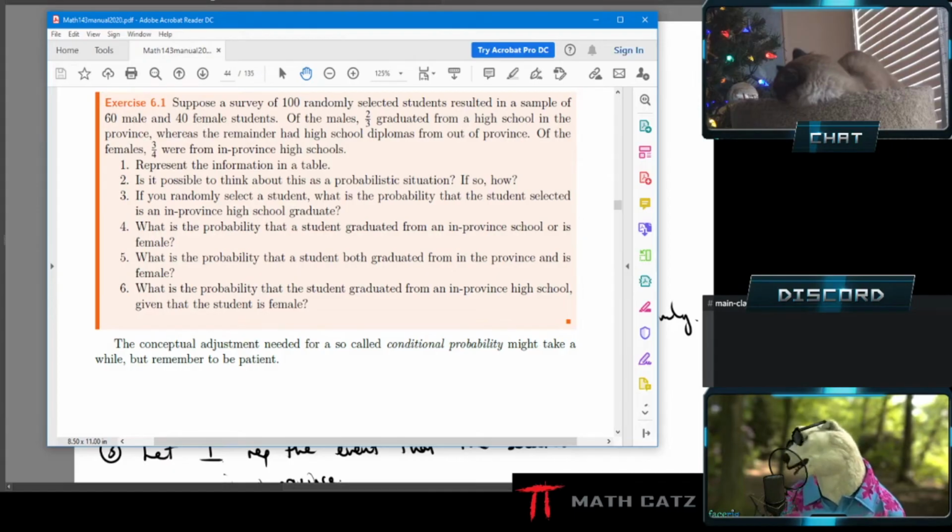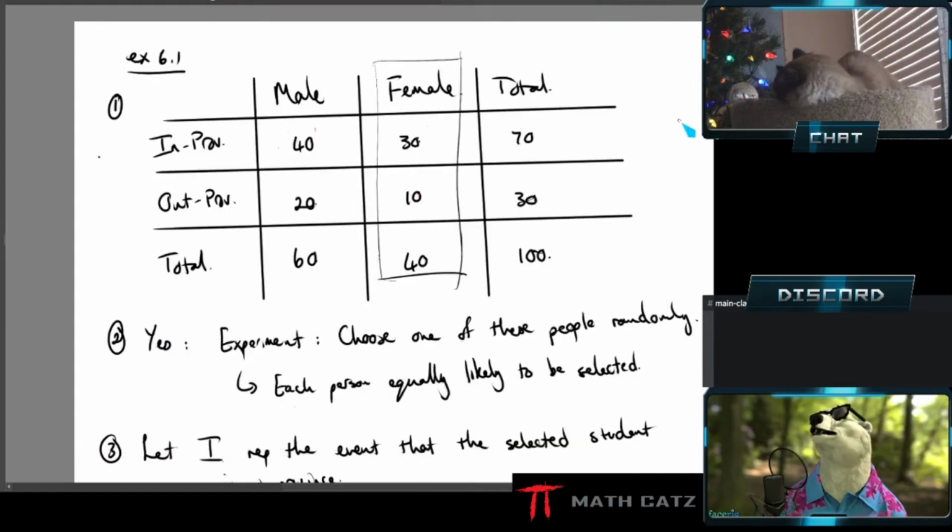Our table worked because of how the information was presented, giving me all the numbers pretty much. And I was able to fill in all the little areas in my table. And then they can ask me anything they want. I just pick from the numbers. If I need to find the probability that a person is in province or female, then I'll just pick the numbers appropriately, satisfying those restrictions, and put it over the 100.